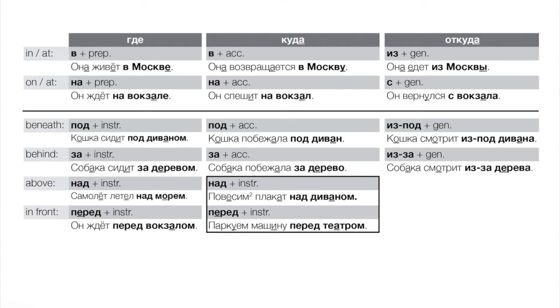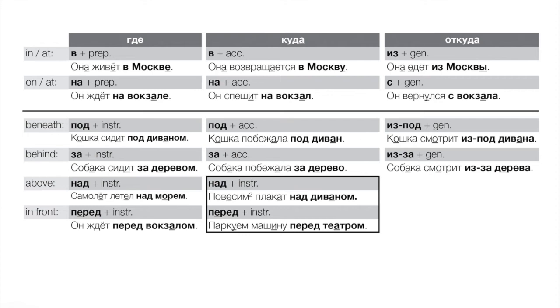Кошка сидит под диваном. The cat is sitting beneath the sofa. Собака сидит за деревом. The dog is sitting behind the tree. Самолет летел над морем. The plane was underway flying above the sea. And перед, он ждет перед вокзалом. He's waiting in front of the train station.